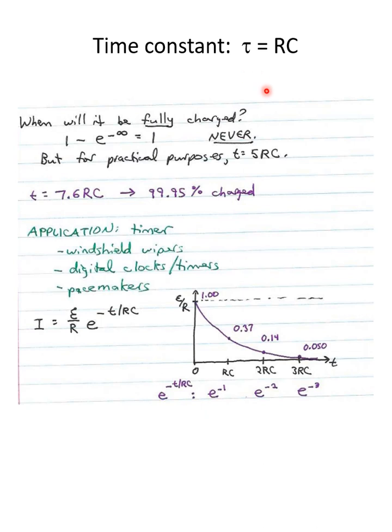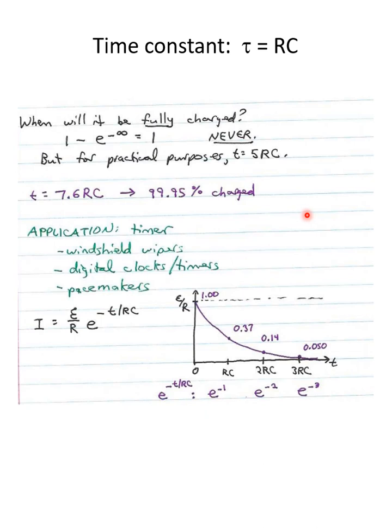And the time constant for an RC circuit is simply the resistance of the resistor times the capacitance of the capacitor. So as I said on the last page, when will it be fully charged? Well, never, because to get to 1 minus e to the, it would have to be negative infinity. But for practical purposes, when it's at 5 RC, we say that it's fully charged. I showed on the previous page at 5 RC, it's 99% charged. At 7.6 RC, it's 99.95% charged.